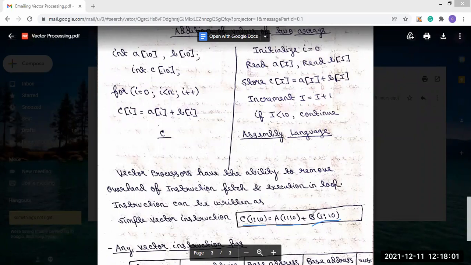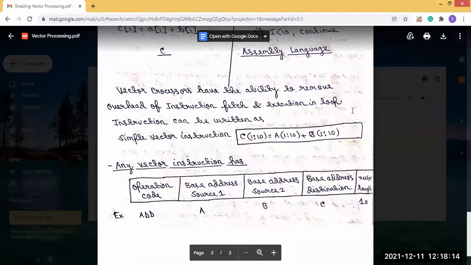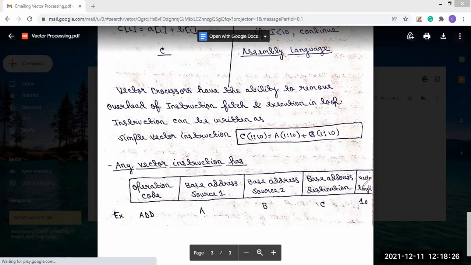So this is what we do in vector processing. And a vector instruction looks like this: there will be an operation code, a base address of source 1, a base address of source 2, a base address of the destination, and a vector length. So a simple example is, first, this will be the total length of a vector instruction.